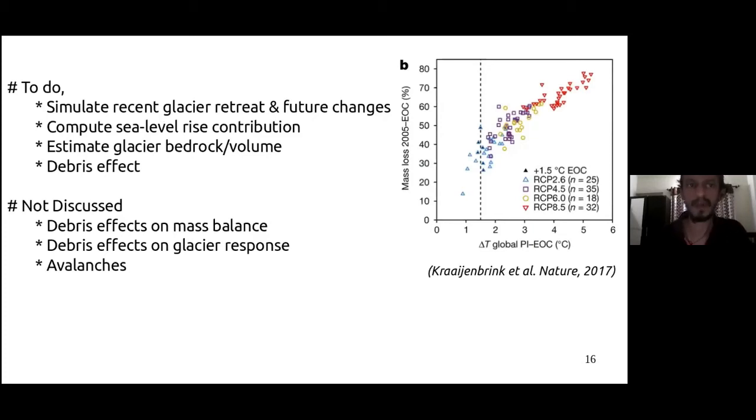So right now we are thinking how to go about it, whether to do it or not actually. Once we do that, then we should be able to simulate the recent glacier retreat and show how much of it is actually the glacier dynamic signal, and also possibly predict future changes.